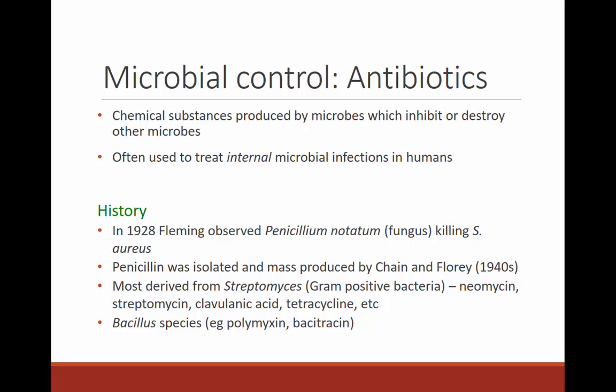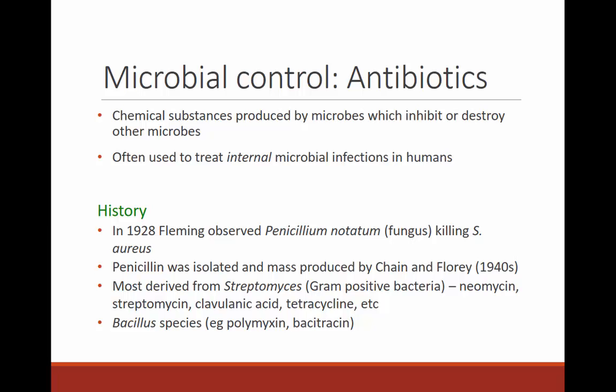Okay. So most of these antibiotics are produced by things like Streptomyces, fungi and penicillin. And they produce a number of different types of antibiotics. You've probably heard of tetracycline, clavulanic acid, those sorts of things. These are produced by bacteria, or microorganisms, sorry. And Bacillus species will produce polymyxin and things like that.